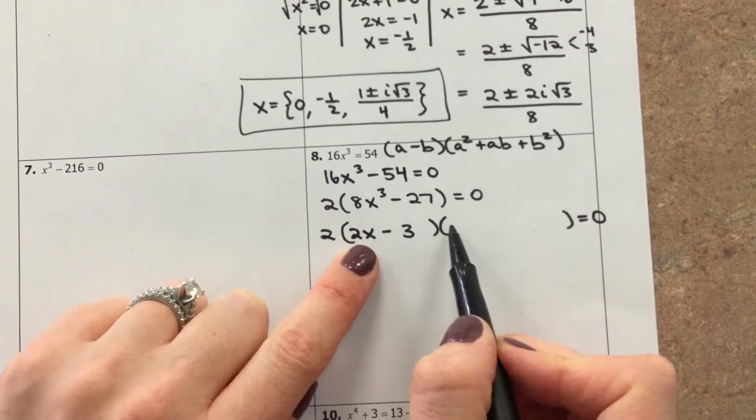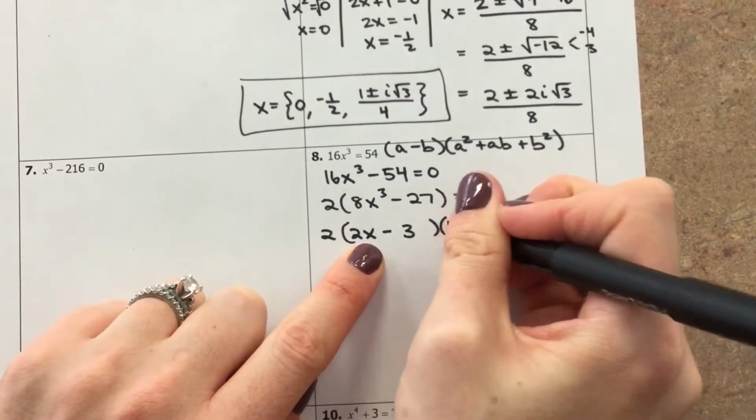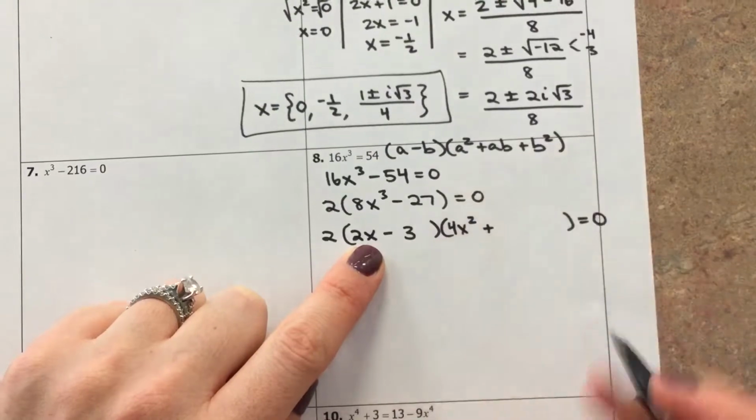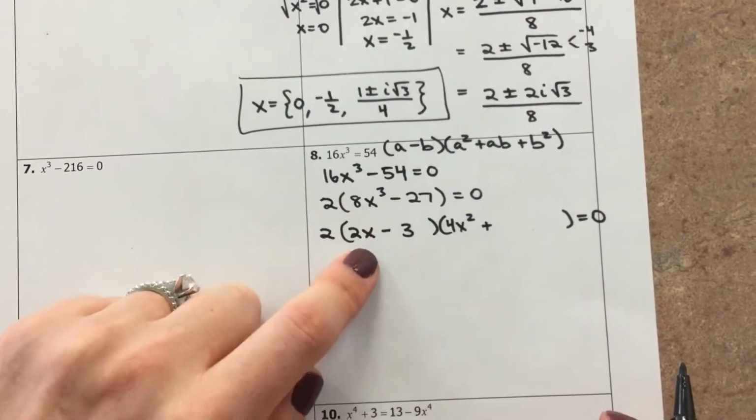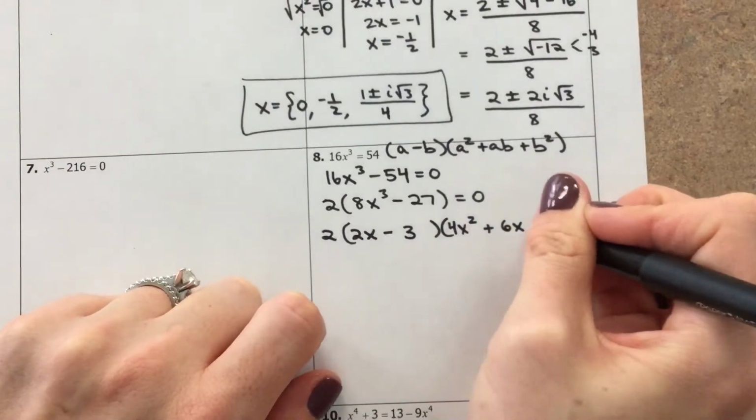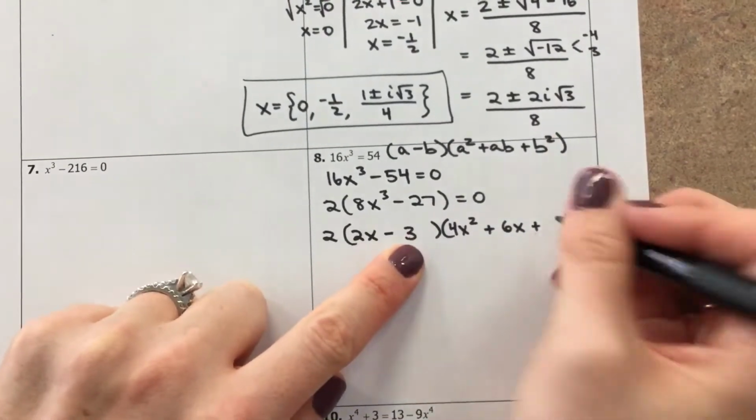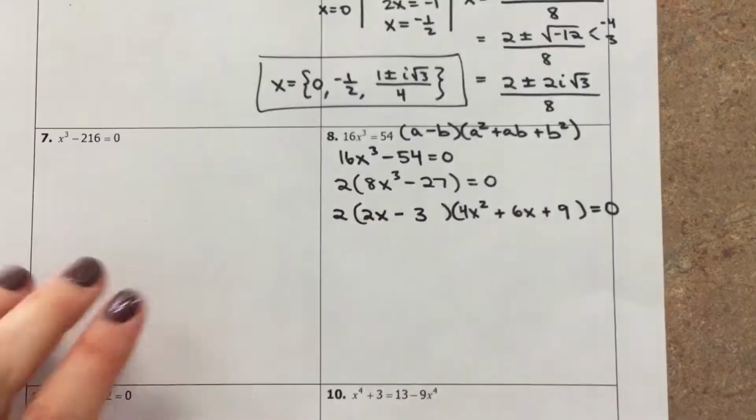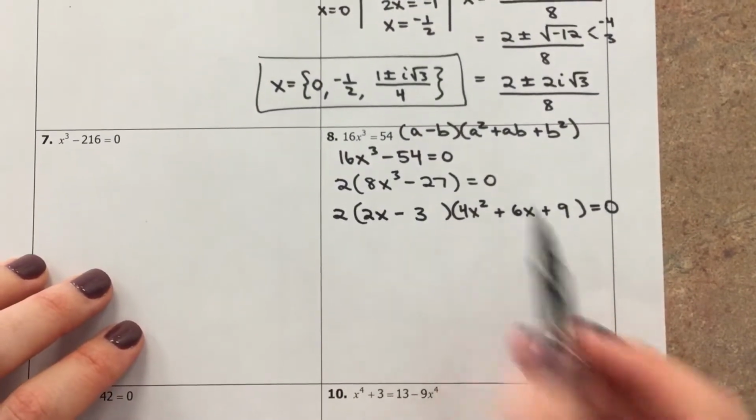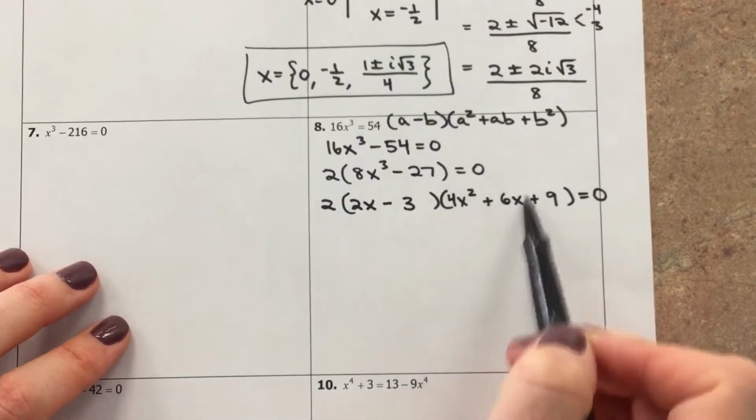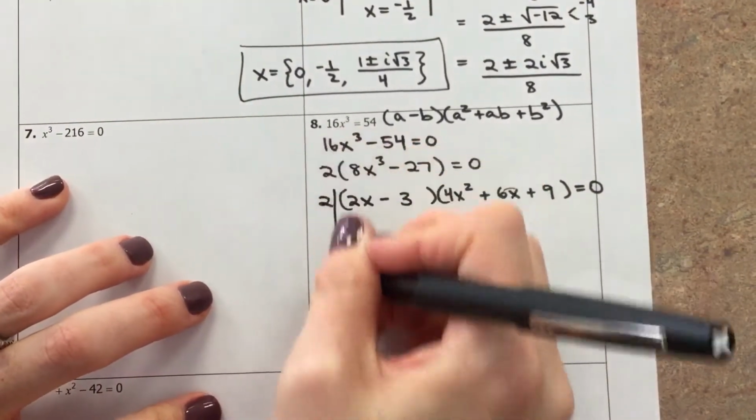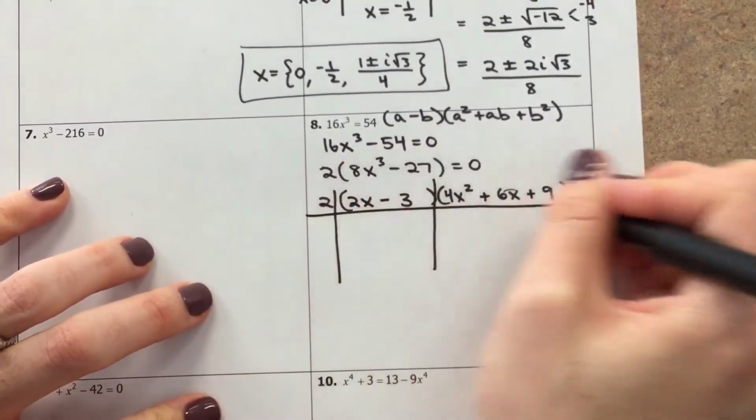When I square the a, it means I'm squaring 2x. So 2x times 2x is 4x squared. Then it's plus a times b. So a times b would be 2x times 3, and that's 6x. Plus b squared would be 3 squared, and that's 9. So just like the one up above, set the pieces equal to 0. For this part, since it doesn't factor, and since it has an x term, you're going to do the quadratic formula.